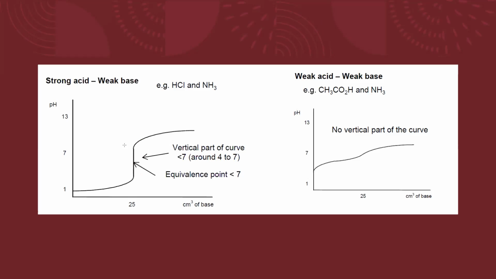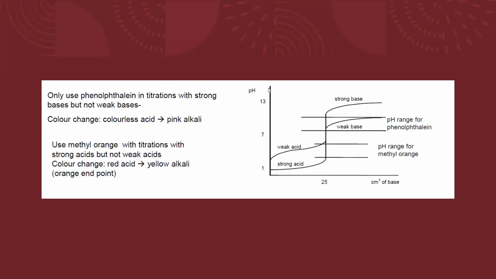But if the two points for the indicator range are both outside that vertical region, not a single point lies in the vertical region, then that indicator is not suitable for the titration. Is it clear? Any discussion on this explanation of selecting a suitable indicator?